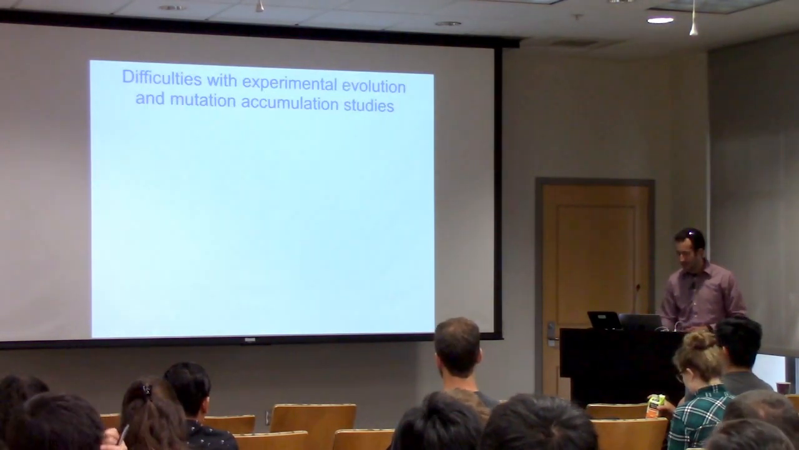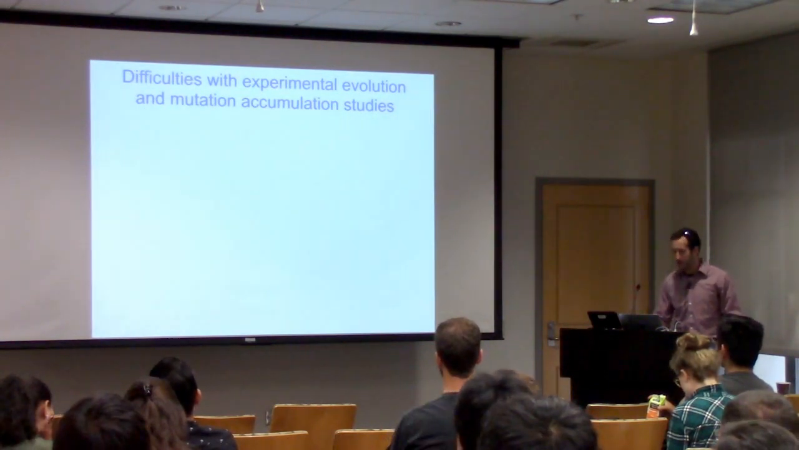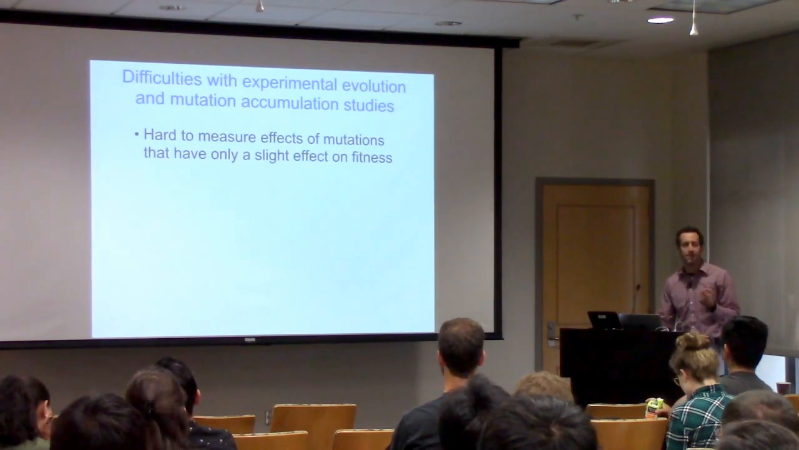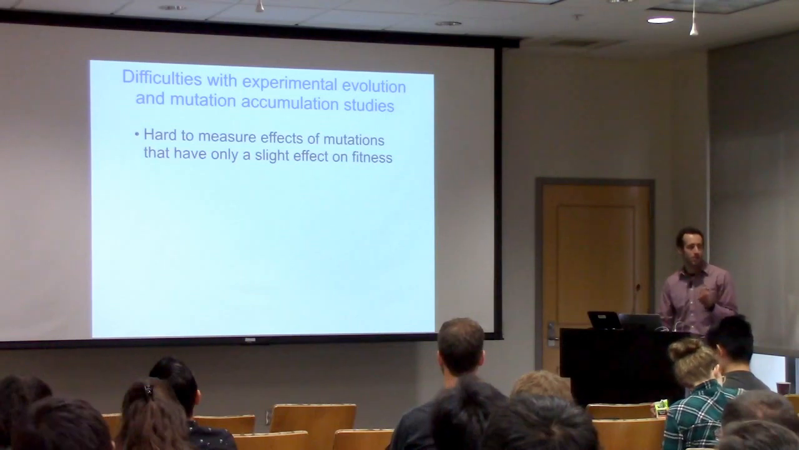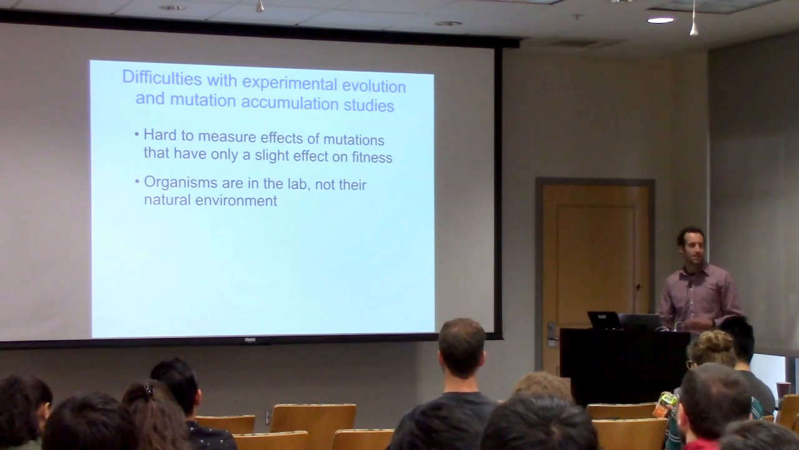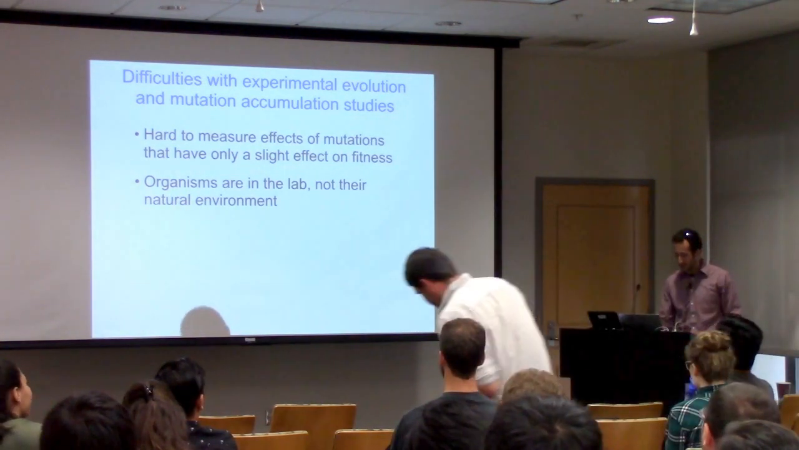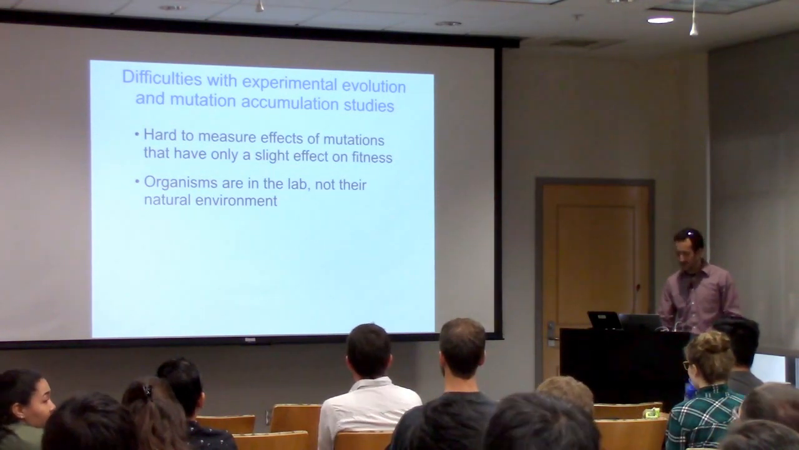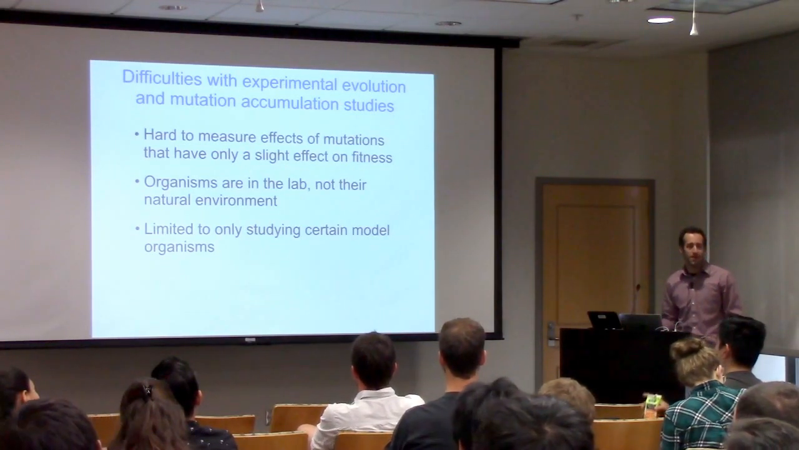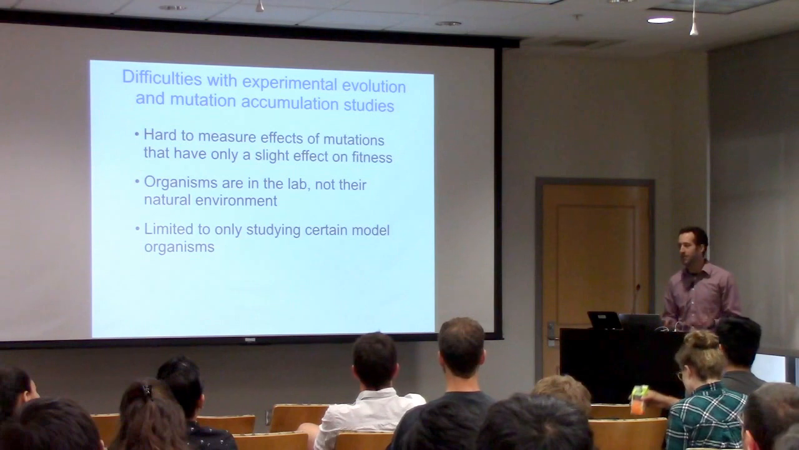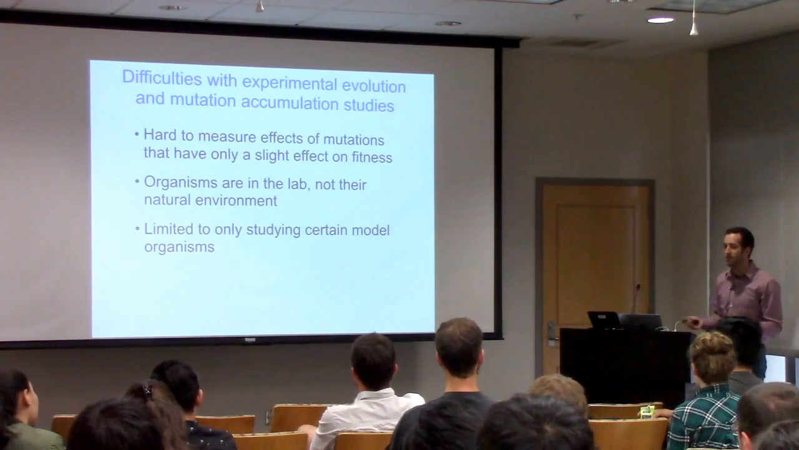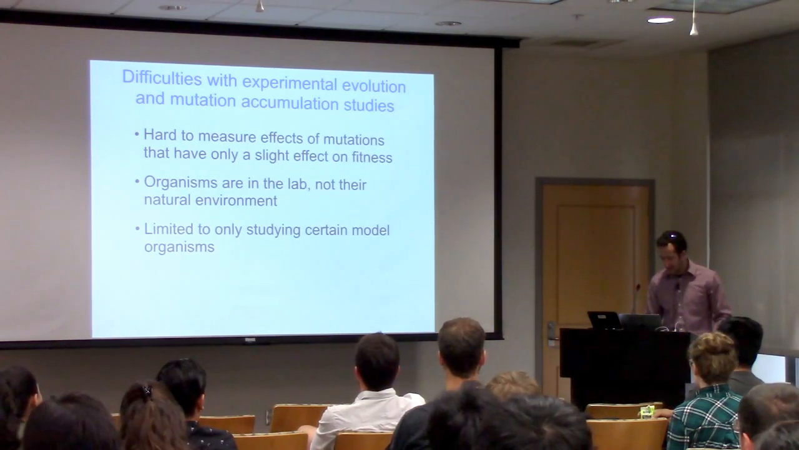So that gives some indication of it, but there are some problems with these types of experimental evolution or mutation accumulation experiments. The first is it's hard to study the very slight effects on fitness, because those slight changes are really hard to measure in laboratory assays. Also, there's a bit of an artificial sense to these experiments, because they occur in the laboratory, not in natural populations. That may or may not introduce some biases. Of course, probably the biggest one is we're very limited to studying certain model organisms like yeast, Drosophila, bacteria certainly, and maybe mice in some instances, but you can't really study humans or other higher organisms in this context.